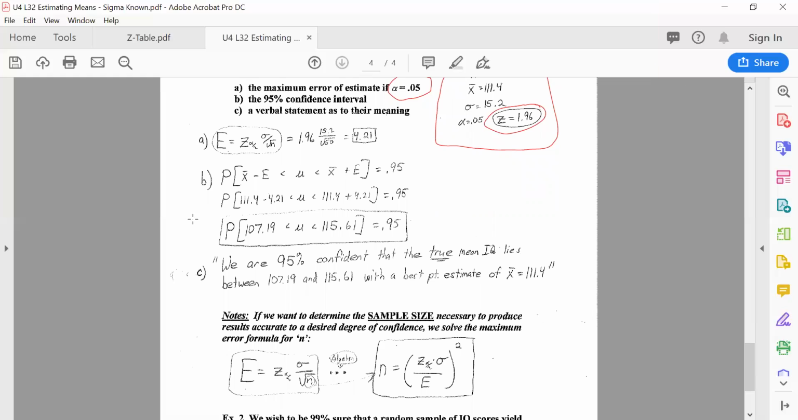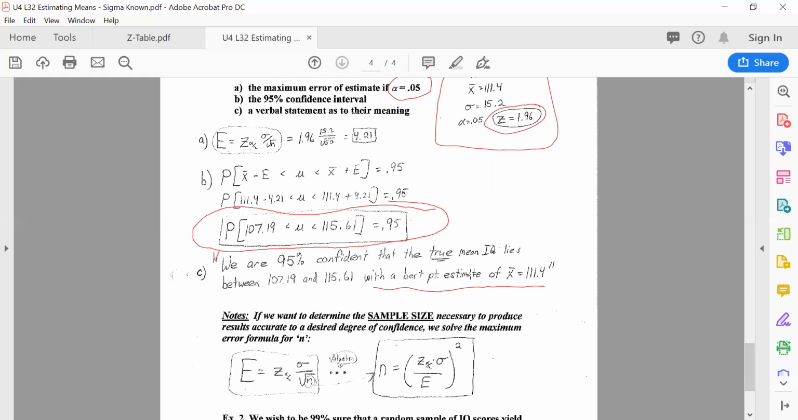So what does all this mean? If you see this interval, by the way, you're done with the problem. Make sure you write it as that inequality right there, equals 0.95, because it's a 95% confidence interval. The verbal for confidence intervals will always be the same. We are 95% confident that the true mean IQ lies between 107.19 and 115.61. And then this is important, the best point estimate of 111.4.